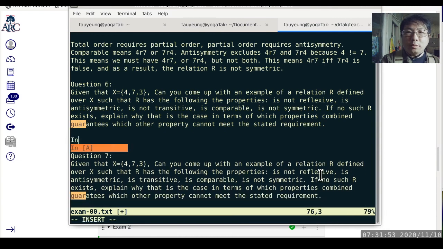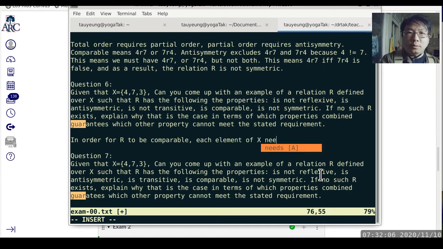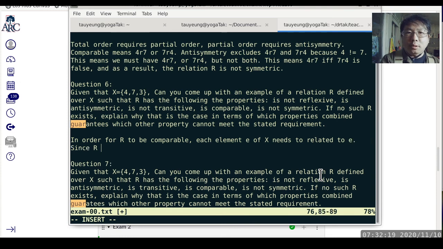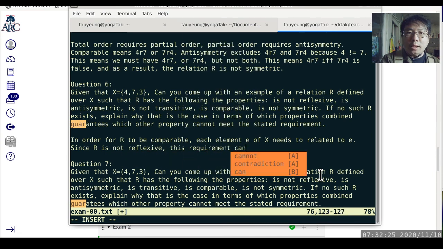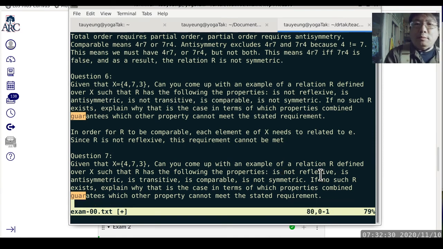So we say in order for R to be comparable, each element E of X needs to relate to E. But since R is not reflexive, this requirement cannot be met. There we go. Number 7.